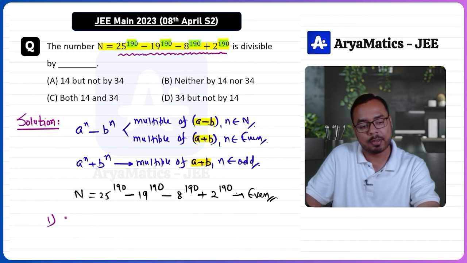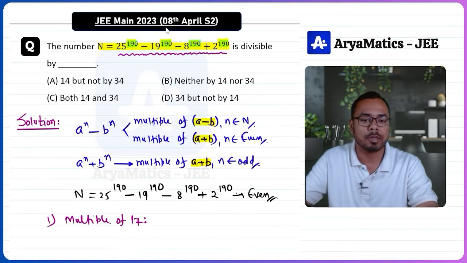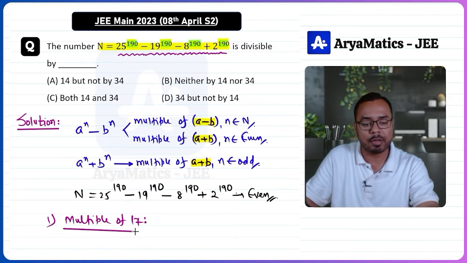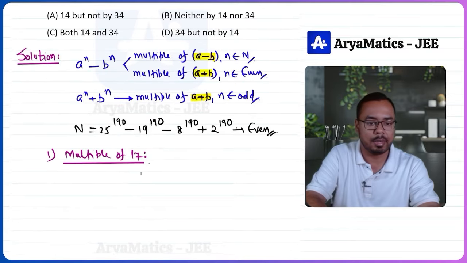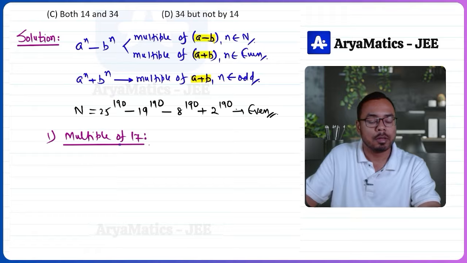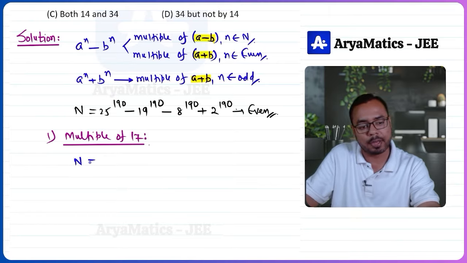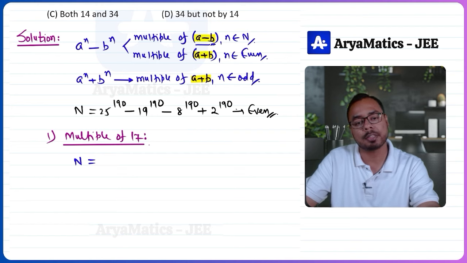So first we'll check whether this number is a multiple of 17, and then we'll check whether it is a multiple of 7, because it will be a multiple of 34 if it is a multiple of 17 as well as a multiple of 2. We have already established that it is an even number. Now, in order to show that it will be a multiple of 17, we can use this first result, a raised to n minus b raised to n. This is always a multiple of a minus b.